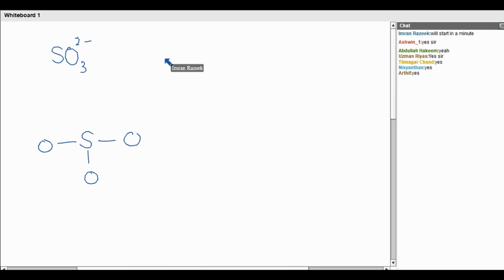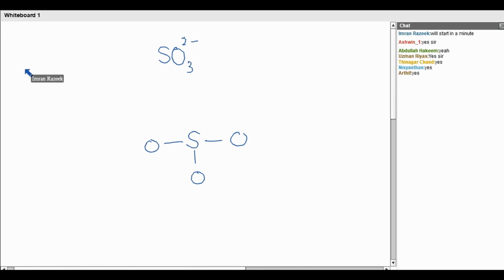There's one exception to this rule, the hydrogen. Now hydrogen can never be the central atom, because the condition for a central atom is that it should be able to bond with many other atoms, right? We know hydrogen can only form one bond, so therefore hydrogen can never be the central atom. Hydrogen always occupies the terminal position. Hydrogen can never be the central atom, right?